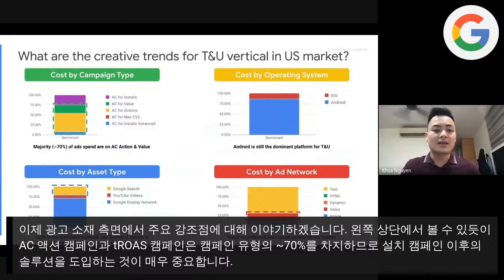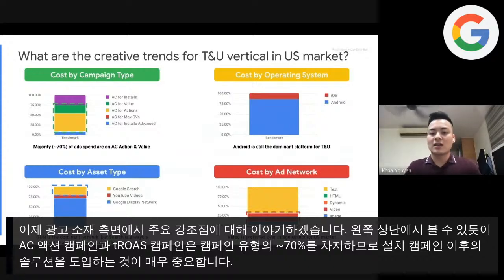In terms of the campaign type, you can see that the majority of the ad spend is on AC and value campaigns. Now, this is critical for new developers to take notes because a lot of them are still relatively new and still focusing mainly on install campaigns, which is not advised in the long run.